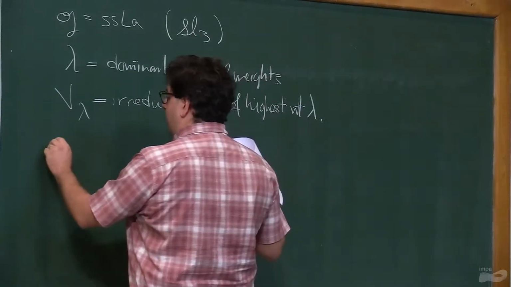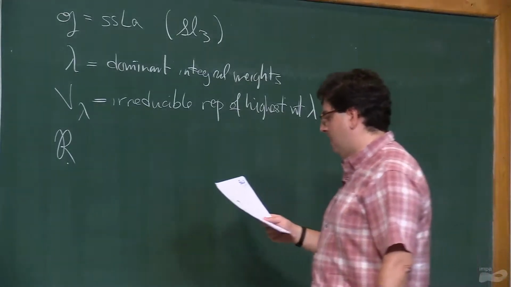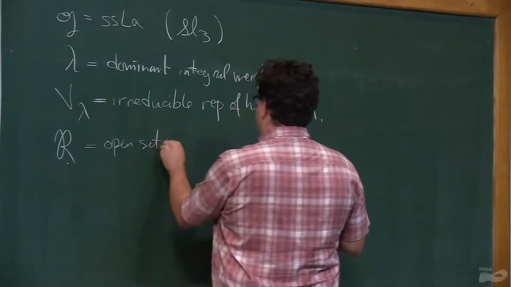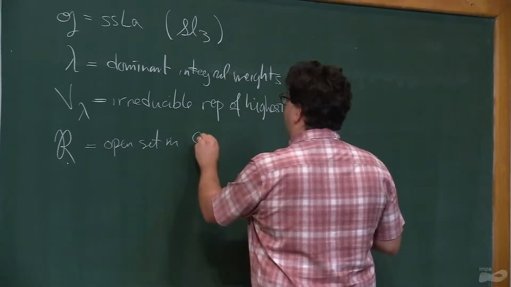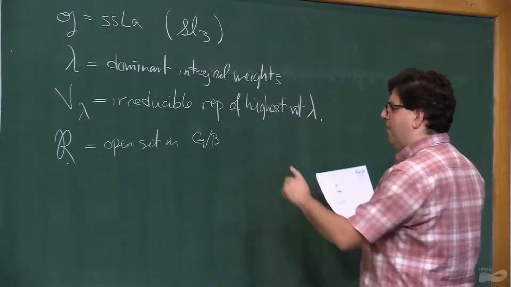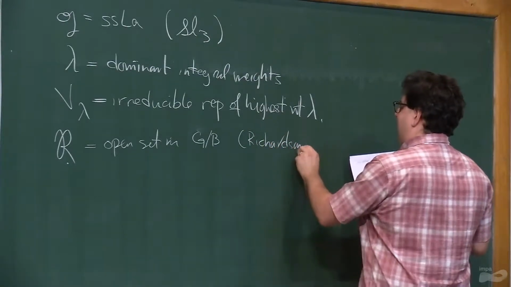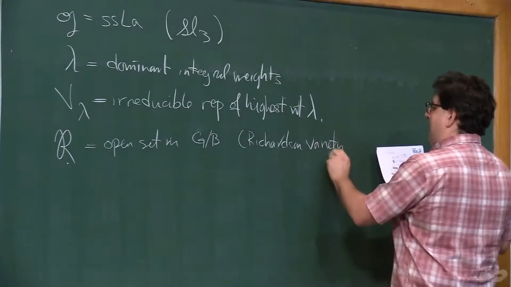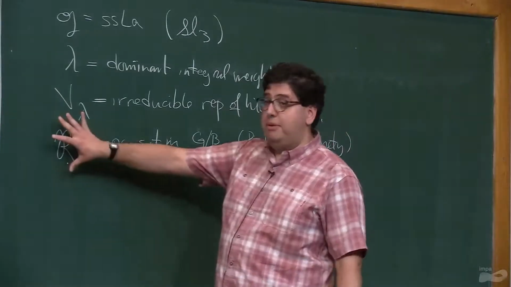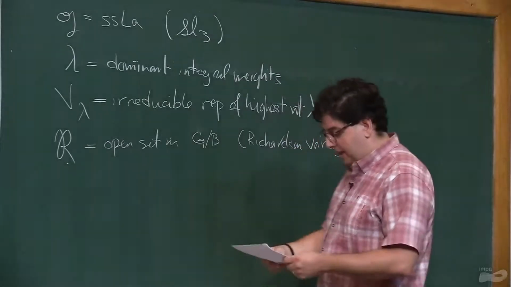Then I'm going to consider a certain Weinstein manifold, which I'm going to call R. This is actually an open set in the flag variety, G mod B, sometimes called the Richardson variety. This is a Weinstein manifold. I'm going to look at some non-compact Lagrangians in here, and I'm going to compute their Floer homology.